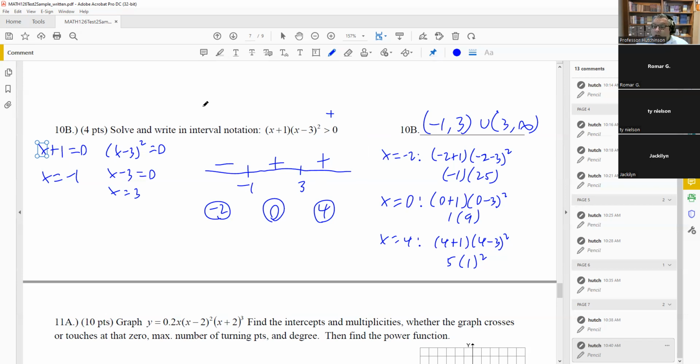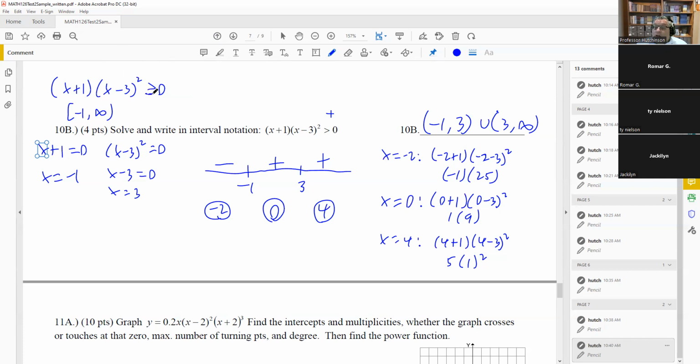Okay, so again, let me write that here. So if I have x plus 1, let's suppose the original problem was x plus 1, x minus 3 squared is greater than or equal to 0. Then the answer we could have written as -1 to infinity with a bracket on the -1. That's the difference between these two.